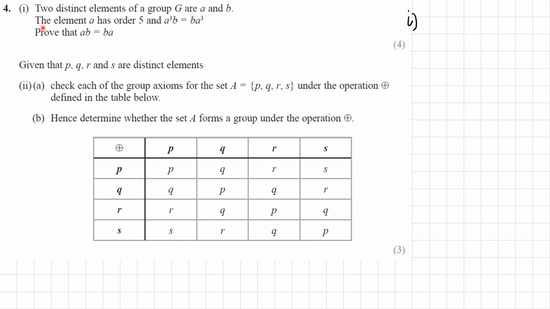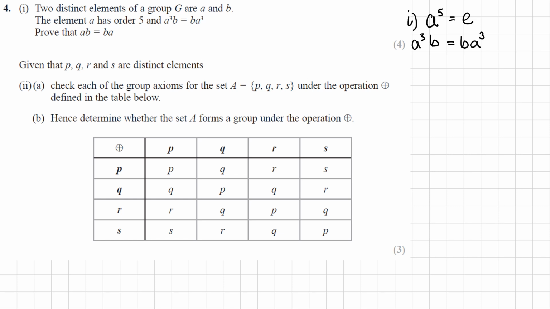Okay, now if we've got this element A which has order 5, that means A to the power 5 is equal to E, the identity element. And we're going to be using this in our working. If we get an A to the power 5, we can replace it with the identity. So let's start with the information we've been given, which is A cubed B is equal to BA cubed.